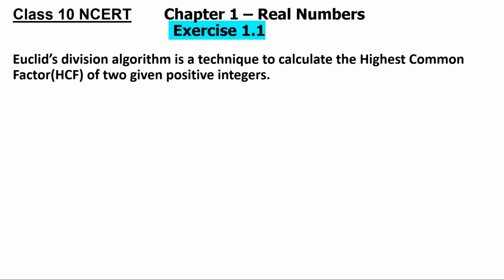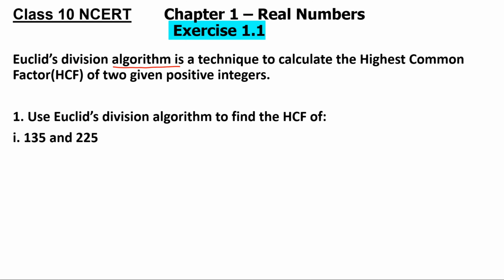Hello everyone. In this video, we shall solve question number 1 of exercise 1.1. This question is based on Euclid's division algorithm technique, which is used to calculate the highest common factor of two given positive integers. An algorithm means a series of well-defined steps which gives us the solution that we are looking for, that is the HCF in this case. Okay, so let's start with the first one.